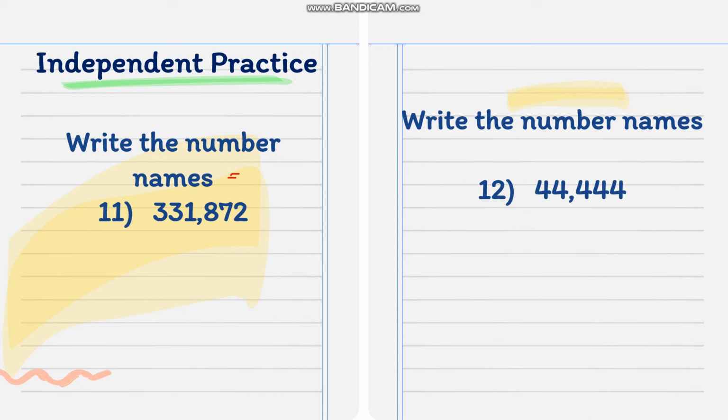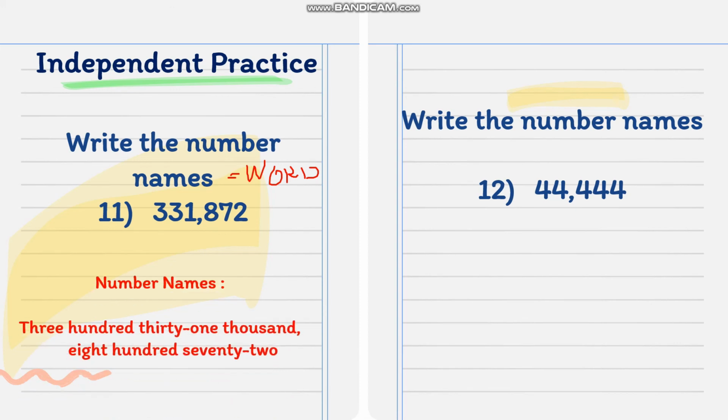Next, write the number names. Again, number names is a word form. So how are we going to read this one? 331,000,872. So 331,000,872.